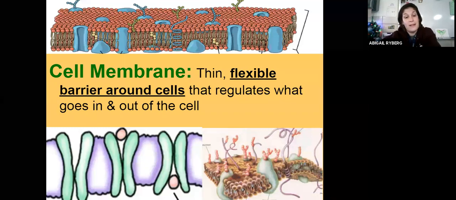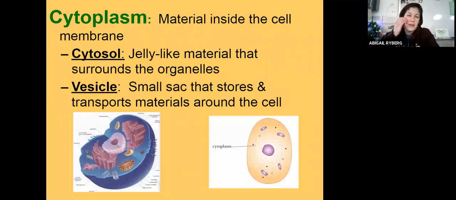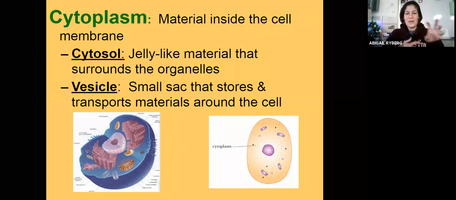We'll learn a lot about the cell membrane. And then within the cell is cytoplasm. Cytoplasm is all of the stuff inside of the cell membrane. The cytoplasm consists of cytosol, which is a jelly-like material that surrounds the organelles. If you picture your cell, I think of cytosol as the jelly-like juice within the cell and surrounding all of the organelles.